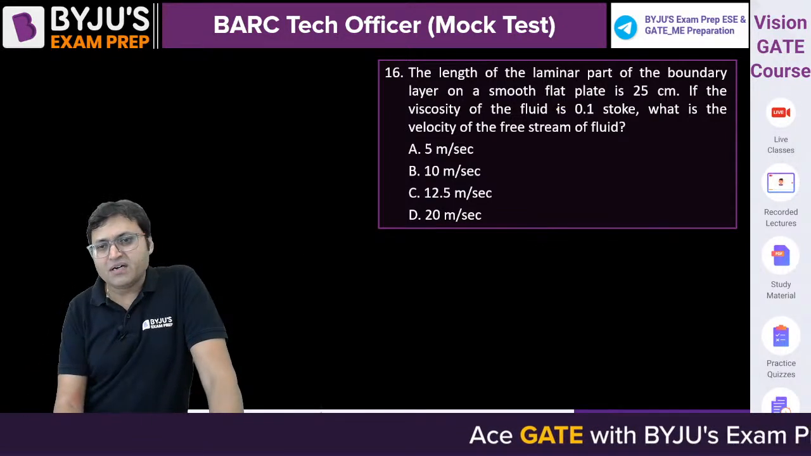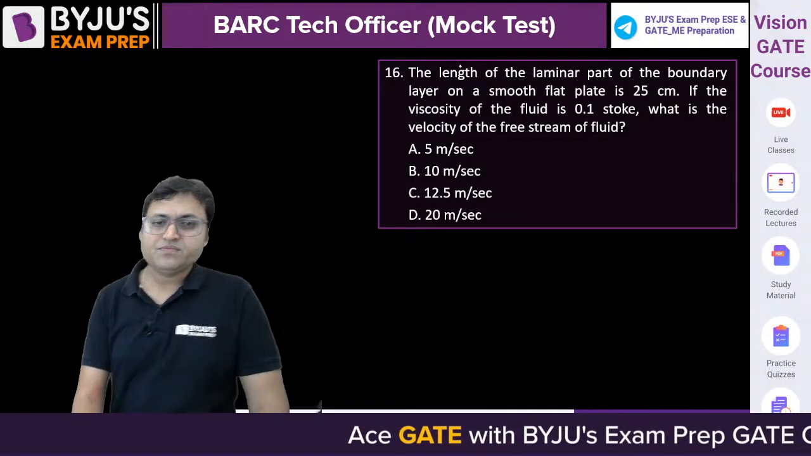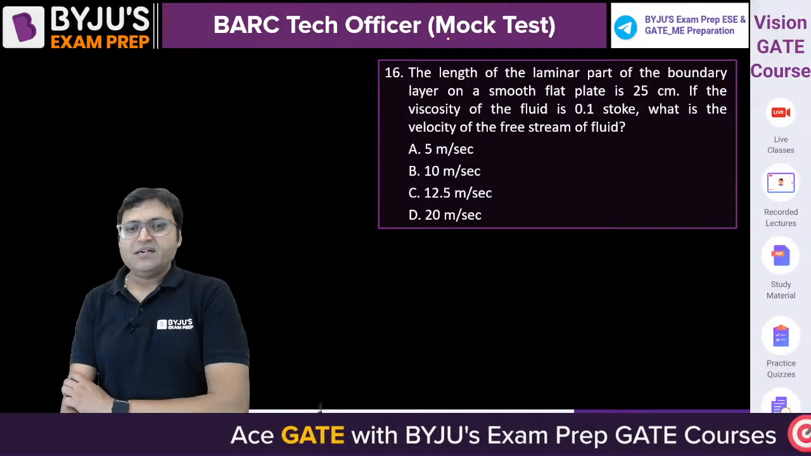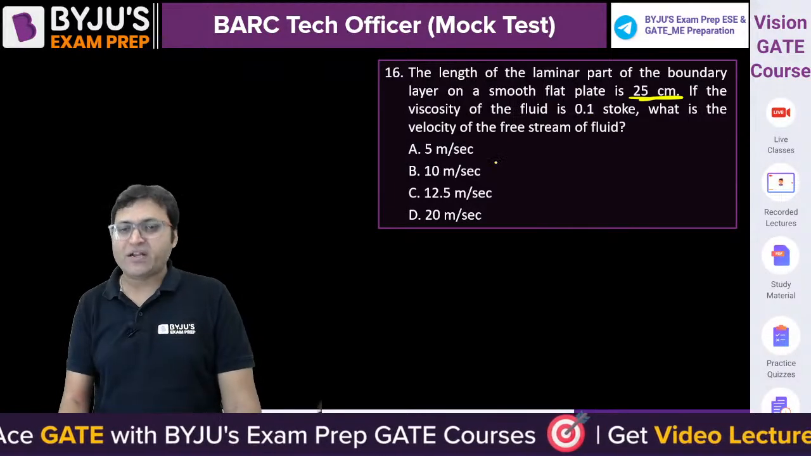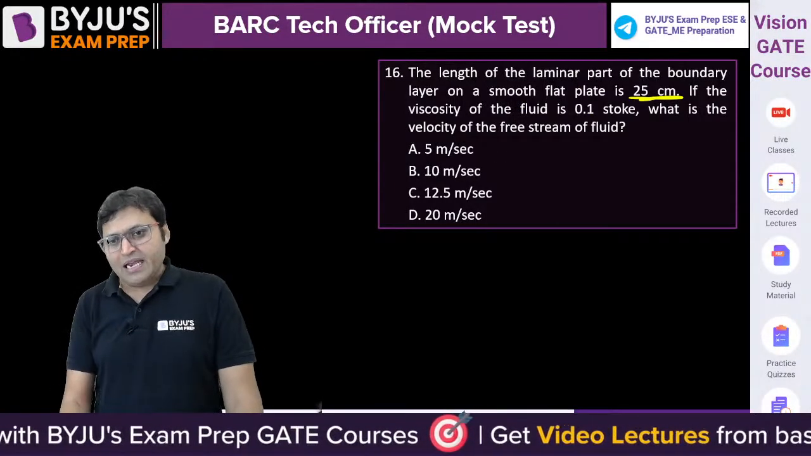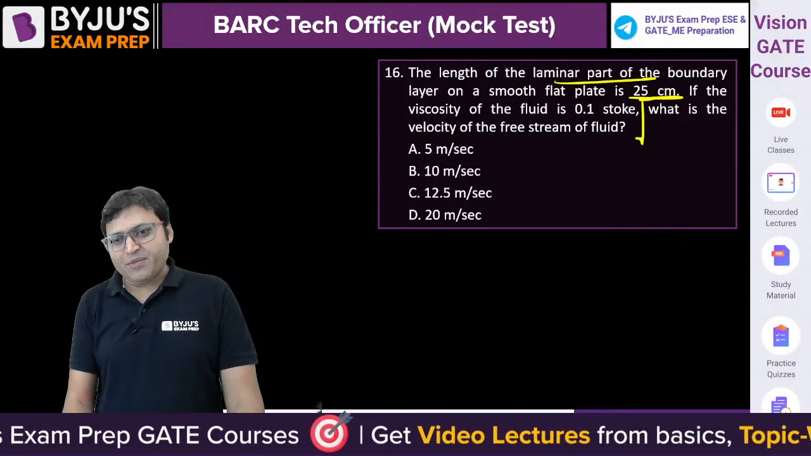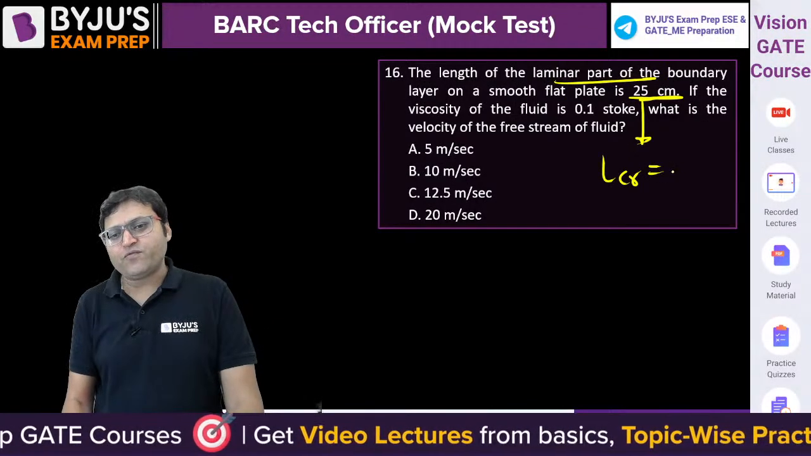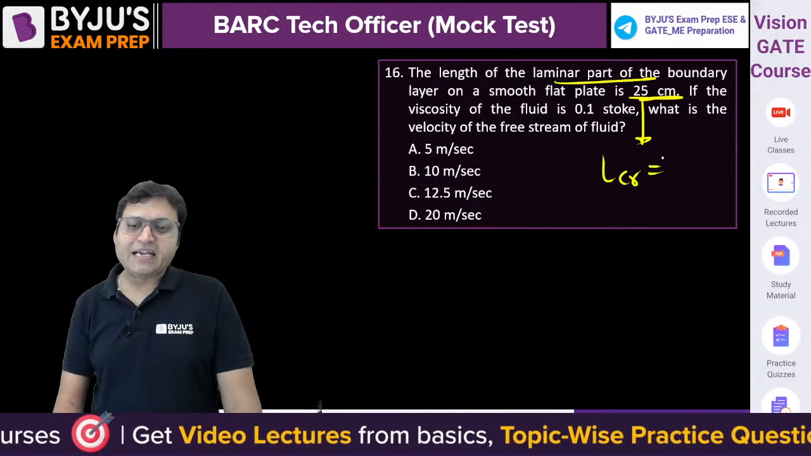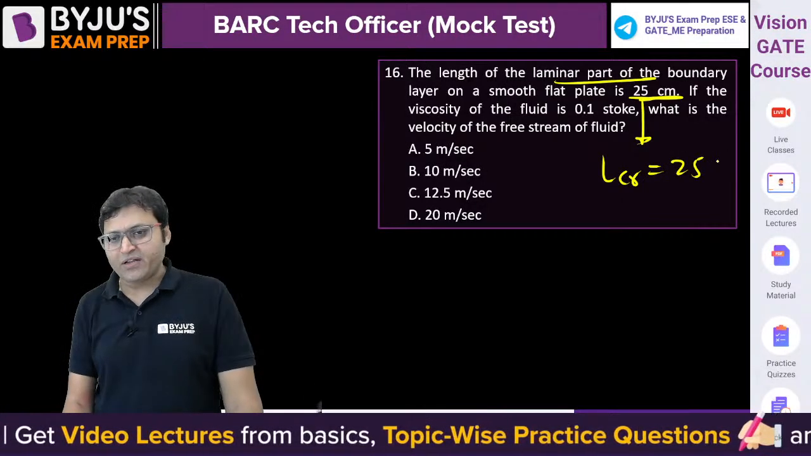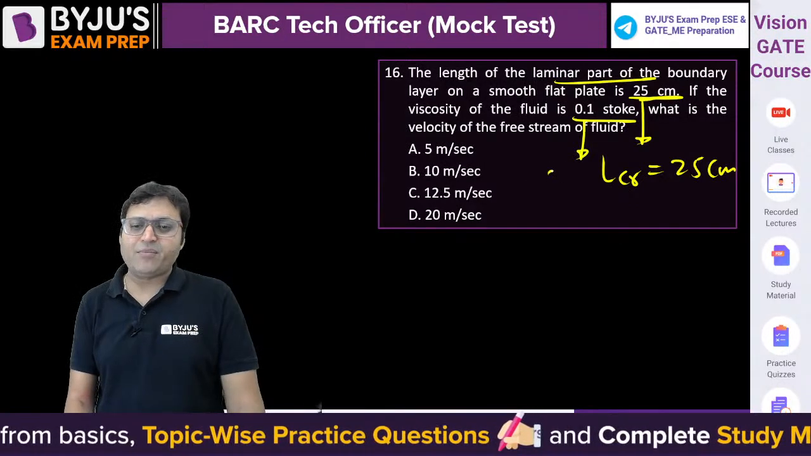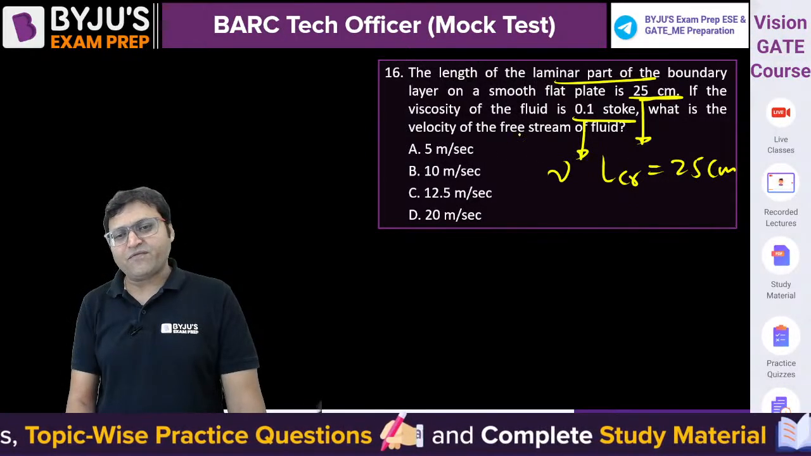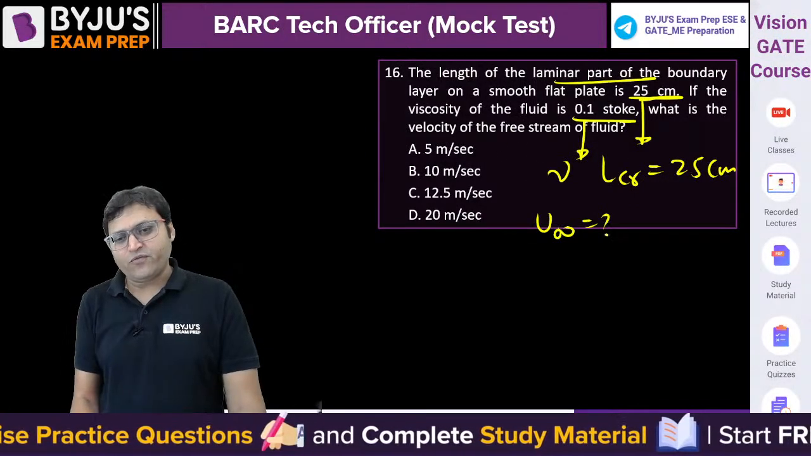That is from the external flow over a flat plate. The length of the laminar part of the boundary layer on a smooth plate is 25 centimeter. That means the critical length is equal to 25 centimeter. If the viscosity of the fluid is 0.1 stoke, that is the kinematic viscosity, what is the velocity of the free stream of water? We need to find out the free stream velocity.